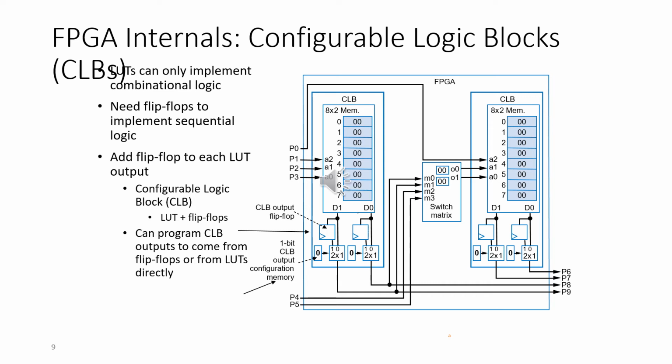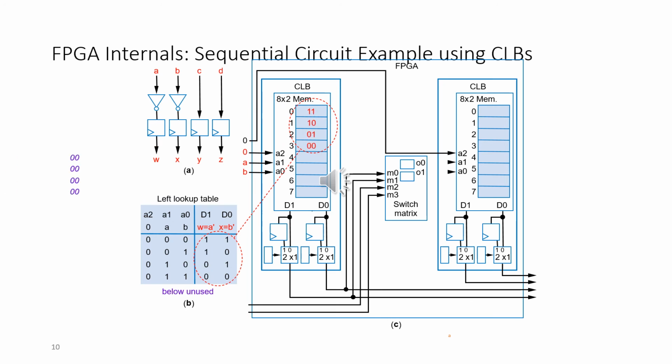So a 1-bit CLB output configuration memory is given over here. It is an 8x2 memory block with the CLB of the FPGA shown along with the switch matrix. The switch matrix chooses whether the input is coming from the previous LUT or from the new input.